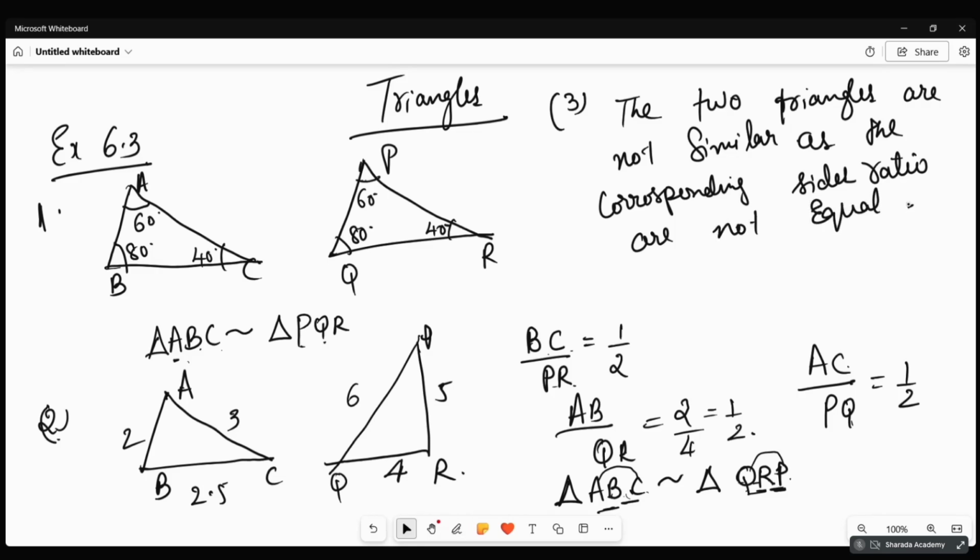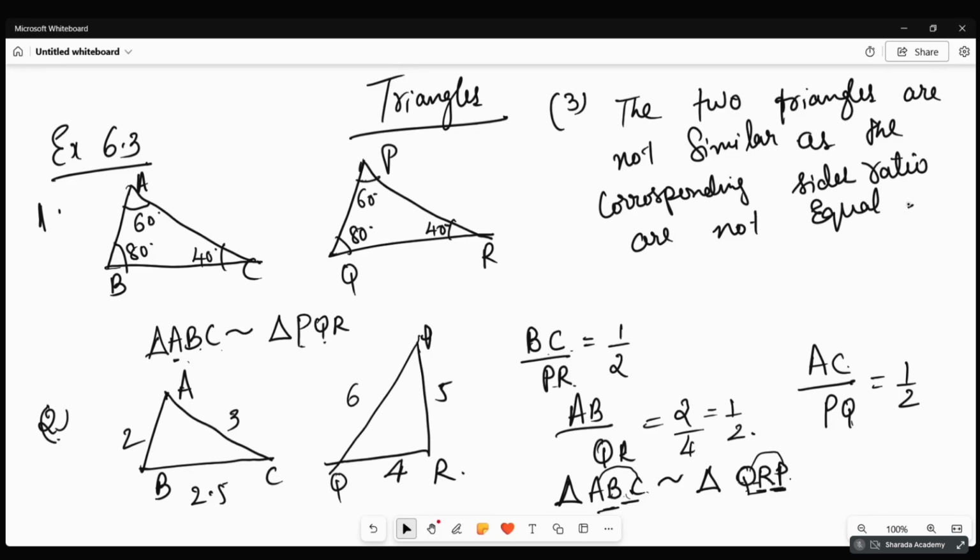So if you see in the third one, what will we get? PM by DE is 1 by 2 and PL by DF is also 1 by 2, but that is not equal to LM by EF. You will not get that ratio equal. That's why they are not similar. Clear now?